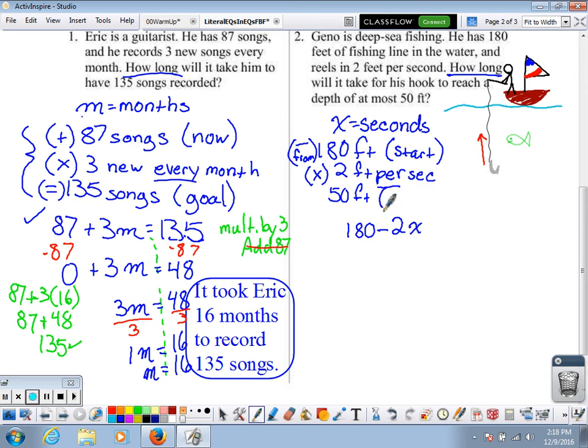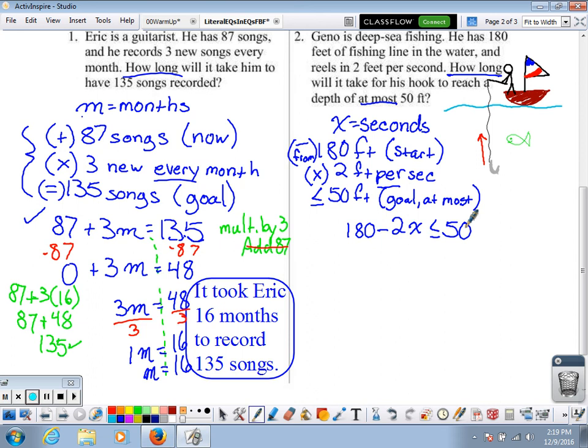Now this 50 feet, that's our goal. That's where he wants to end up. But they're saying at most 50 feet, which means we need to use an inequality symbol. Okay, Lucas says greater than or equal to. Now, or equal to makes sense, right? Because he can have exactly 50 feet. Can he have 51 feet in the water? No, he wants to have at most 50 feet in the water. Can he have 49 feet in the water? Yes. So it needs to be less than or equal to. So that 180 minus 2x needs to be less than or equal to 50 feet.